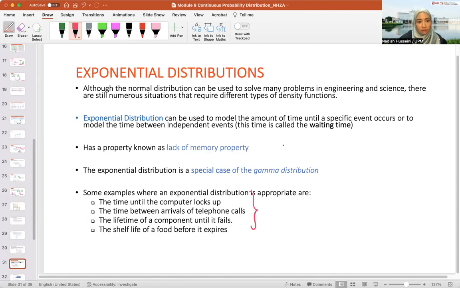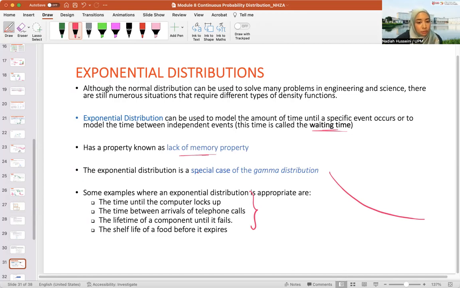So these things, or anything that has a failure period or a waiting time before it fails, typically follow the exponential distribution. The exponential distribution can be used to model the amount of time until a specific event occurs, or to model the time between independent events. This time is called the waiting time before something happens. It has a property known as the lack of memory property. We are going to look at this in a bit.